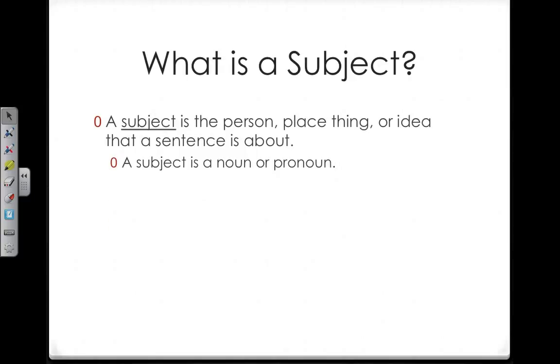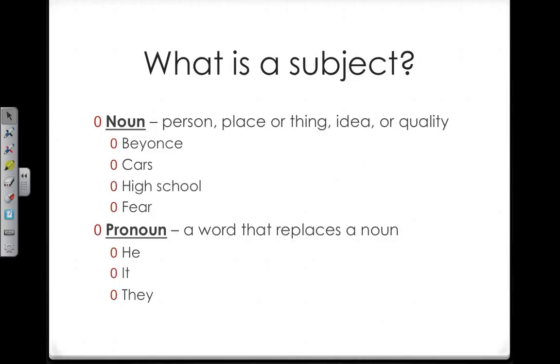What's a subject? A subject is the person, place, thing, or idea that a sentence is about. So a subject is either a noun or a pronoun replacing that noun. So it could be something like Beyonce, cars, high school, or fear. It could be he, it, they. These are all plausible subjects of a sentence.